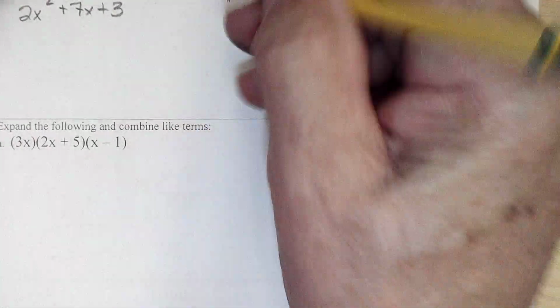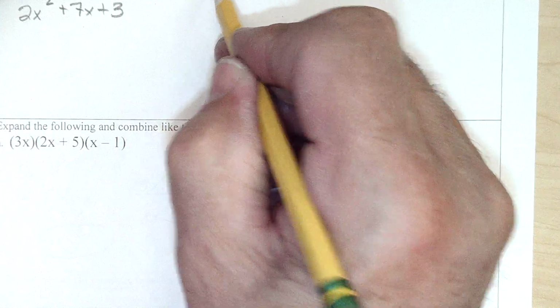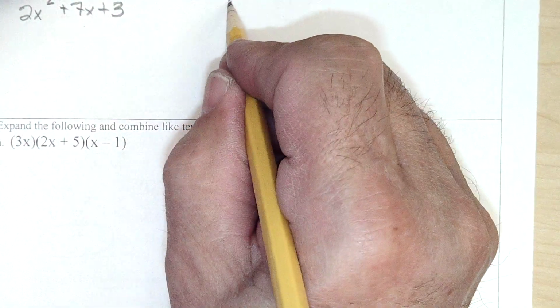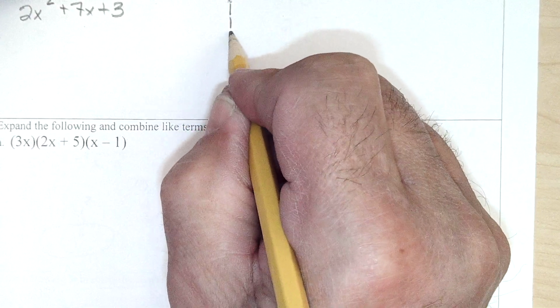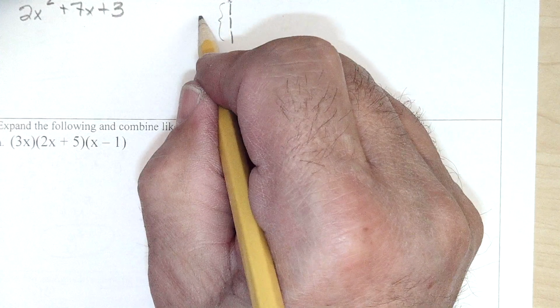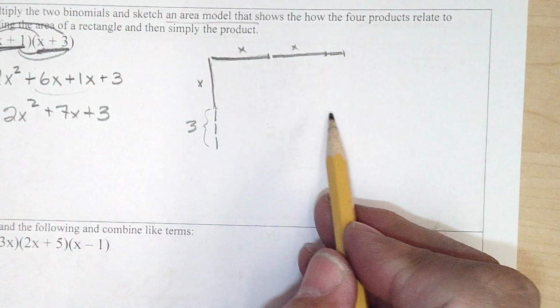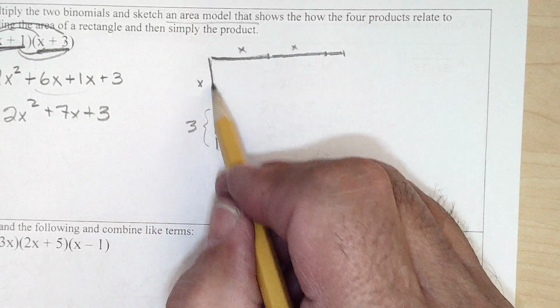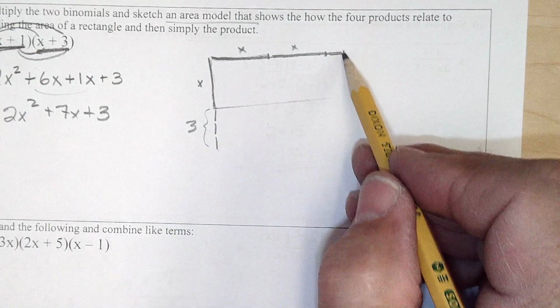The other direction is x, so this should look the same length as that. And then 3 ones. I made one that long, so I got to go 1, 2, 3. So this is supposed to look like 3. Oops, off the paper. X and x, those are both the same length. And now I'm going to connect the lines, make my rectangle.